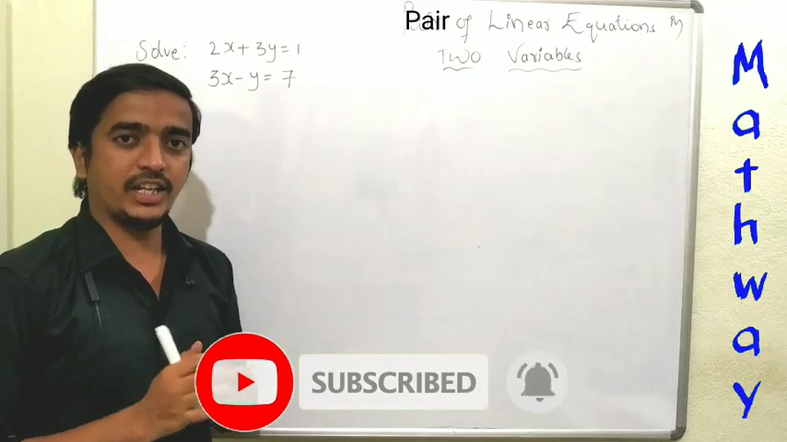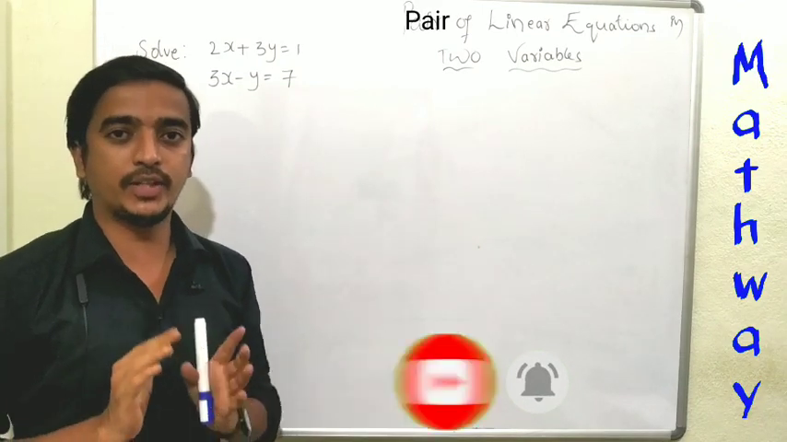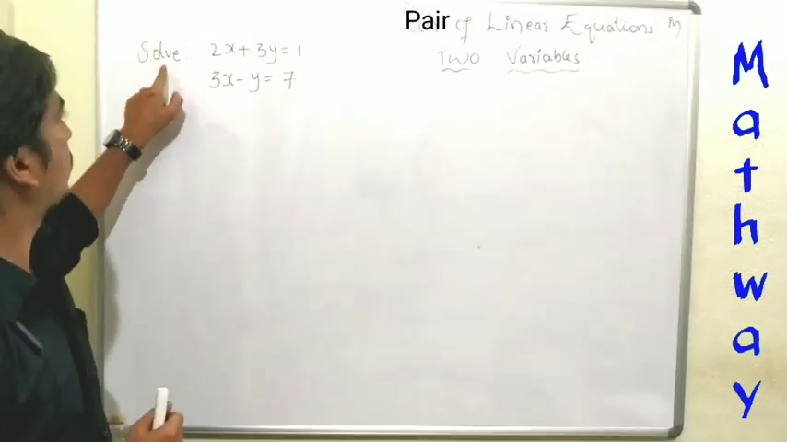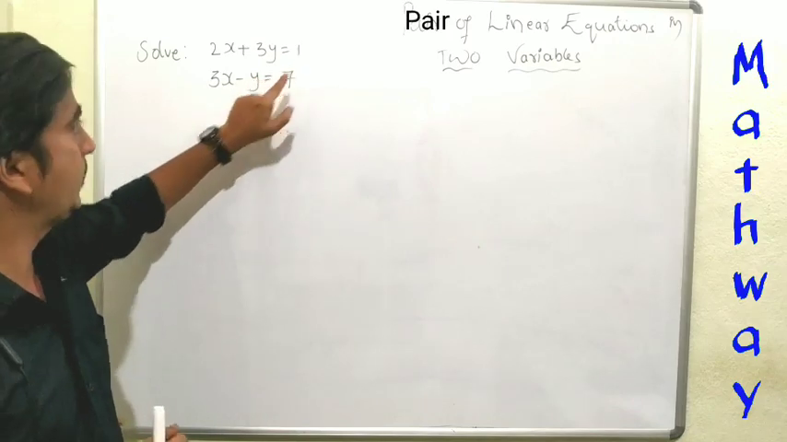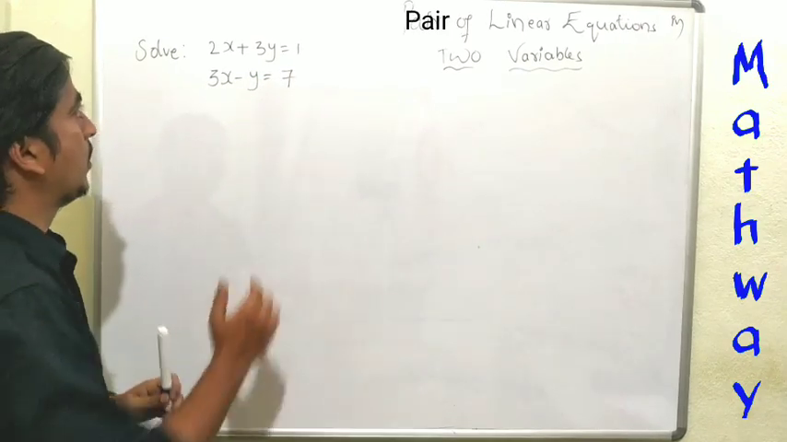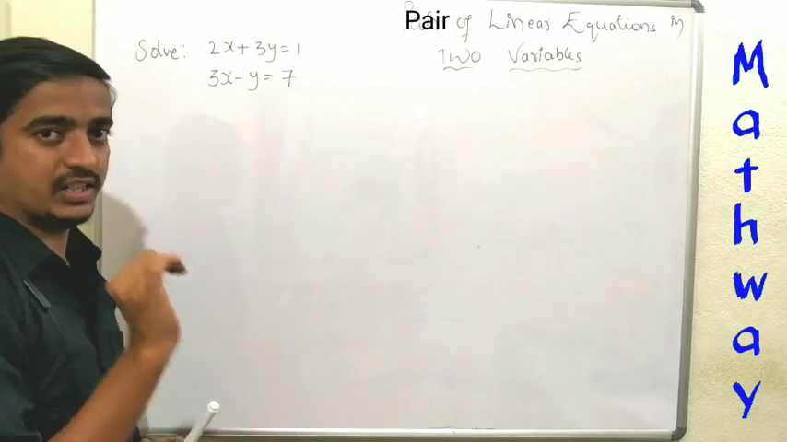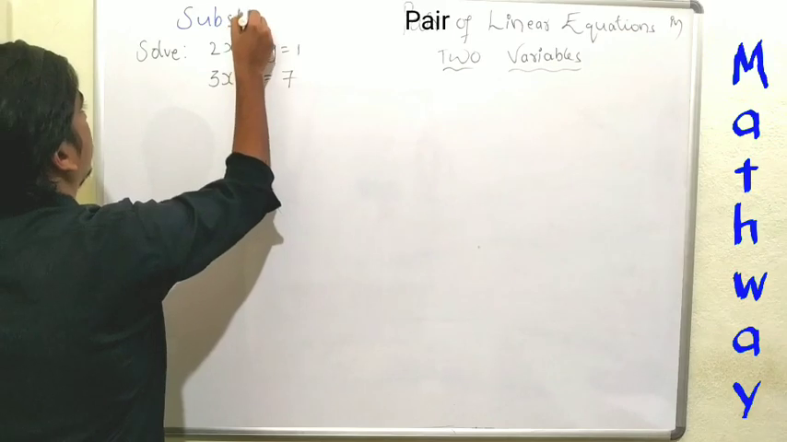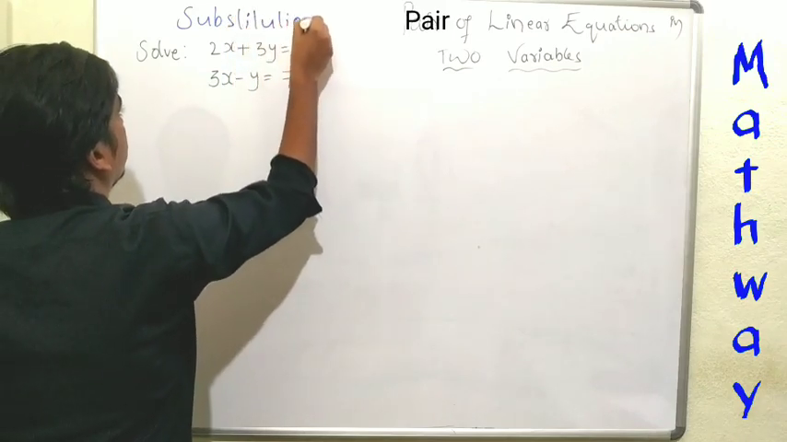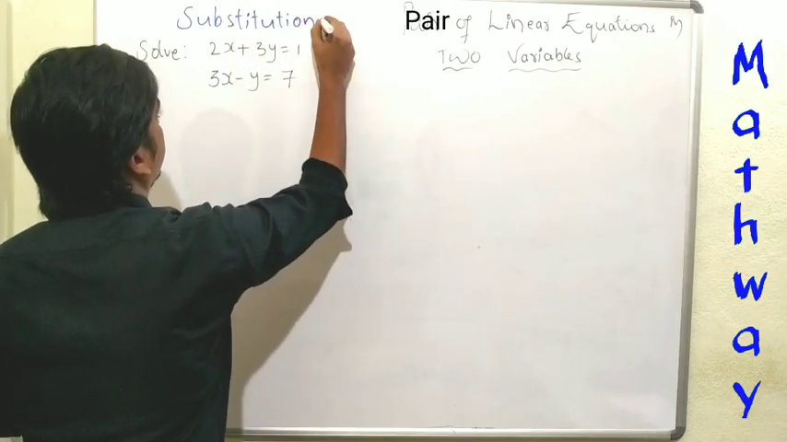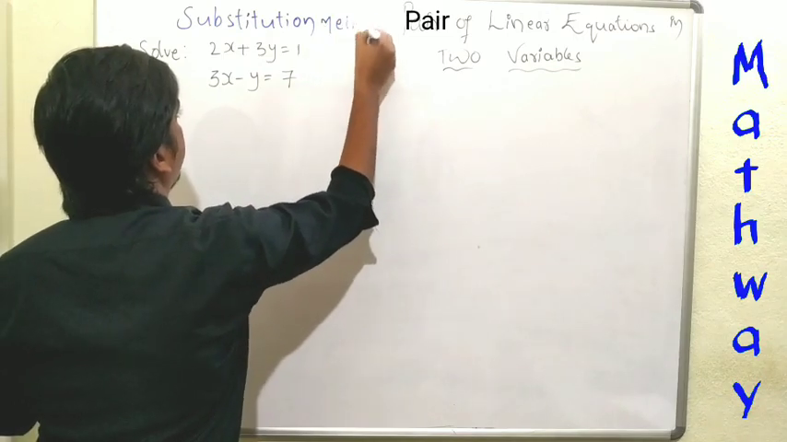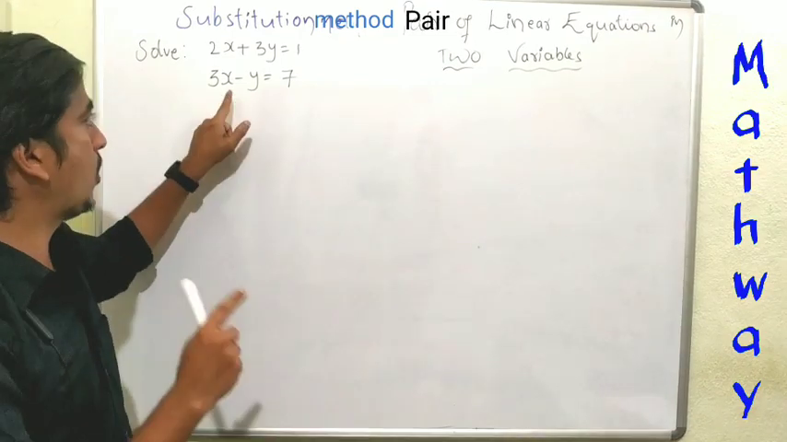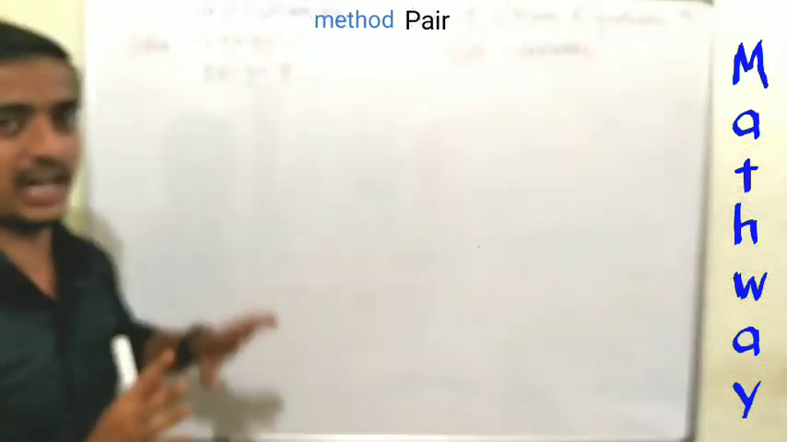Next, let us see how to solve equations using the substitution method. So here I am using the substitution method to solve these equations: 2x plus 3y equals 1, 3x minus y equals 7. These are two linear equations in two variables. Solve means we need to find the solution, that is, at what x and y values both equations will be satisfied.